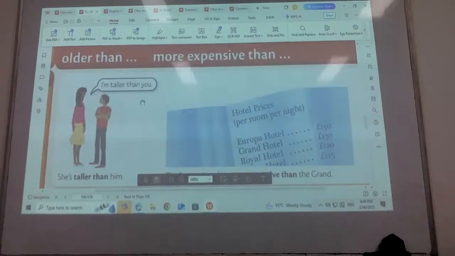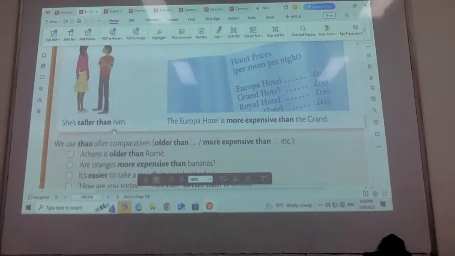So here you see it says, I'm taller than you. I think you all understand this, right? Yeah. Here, this is what we were talking about. This is like a positive. She is always positive. She has, they have, she works, she lives. It can be anything you want, right? You can compare different things.